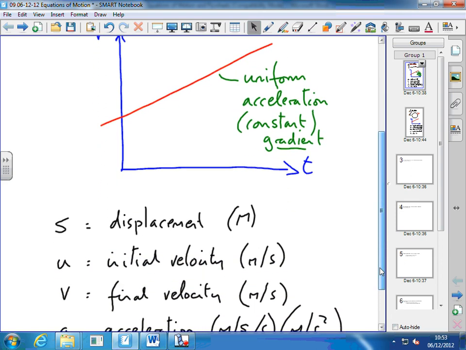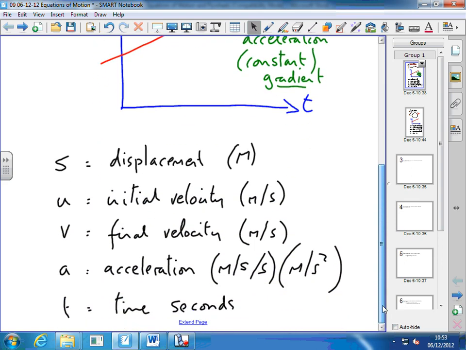We have some quantities that we define to do with things moving like this. So we call the S the displacement. That's the vector equivalent of distance. So displacement S, measured in meters generally. And then we have u and v.